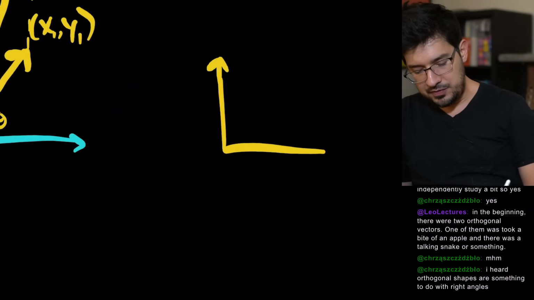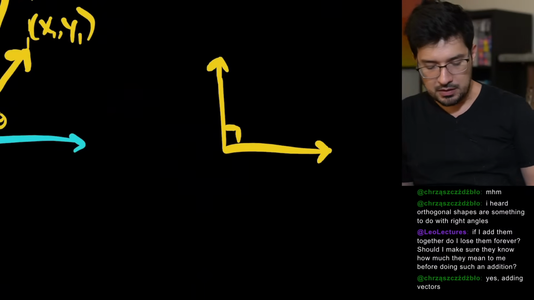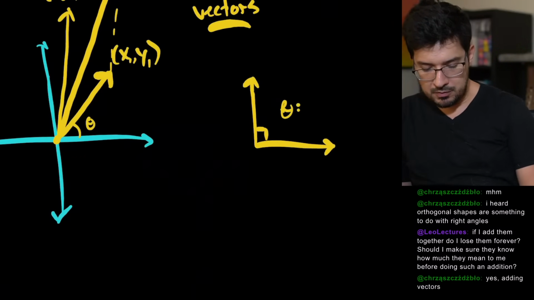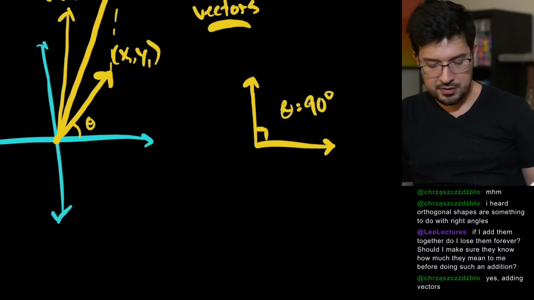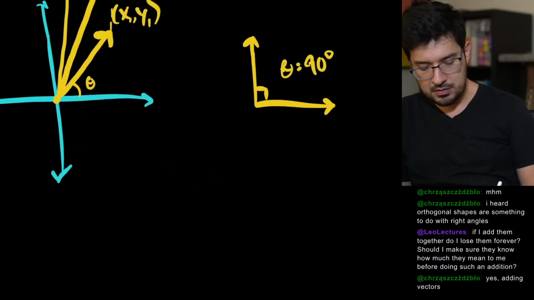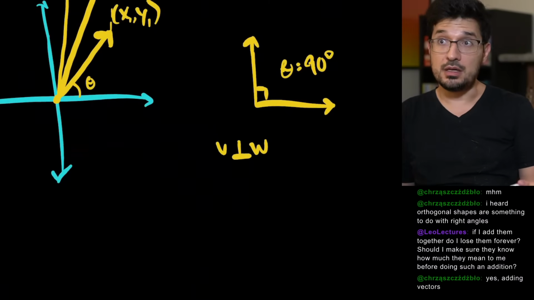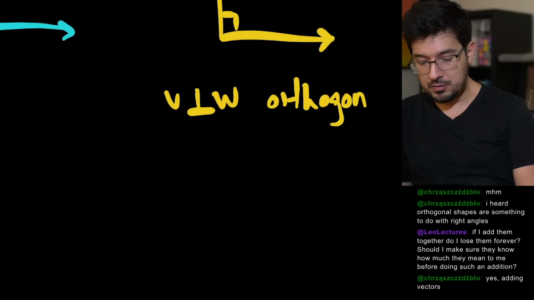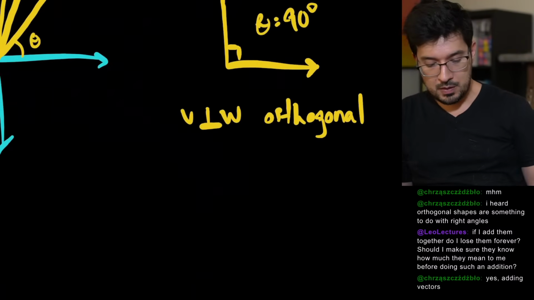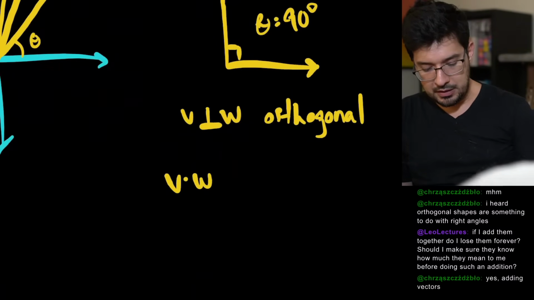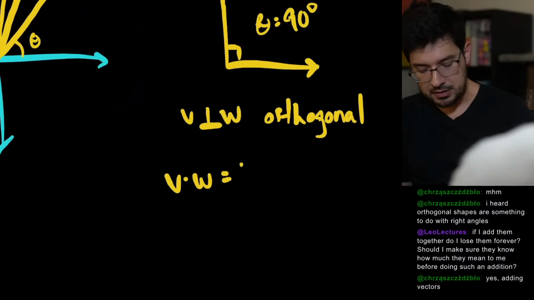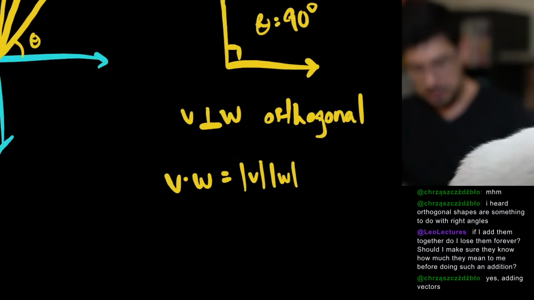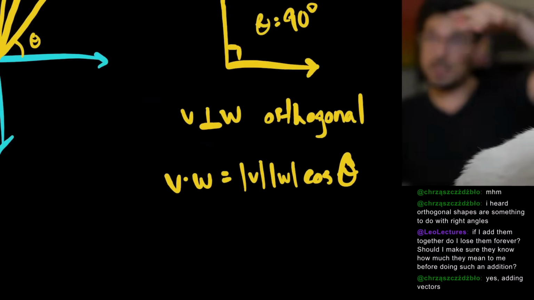When you have any two vectors that have a 90-degree angle, then we say that those two vectors are orthogonal. So that's what orthogonal means. We have a property about vectors that we learned earlier in chapter 1 of this book.